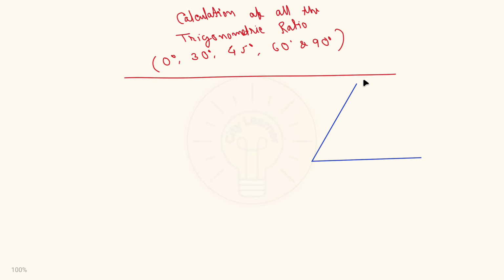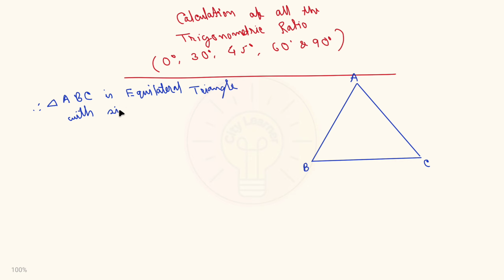So first we have to take a triangle, an equilateral triangle. Equilateral triangle means all the angles are equal, and if all the angles are equal, all the sides will also be equal. So angle A, angle B, angle C are equal, and each will be 60 degree, and all the sides AB, BC, AC are equal. Let the length be A.